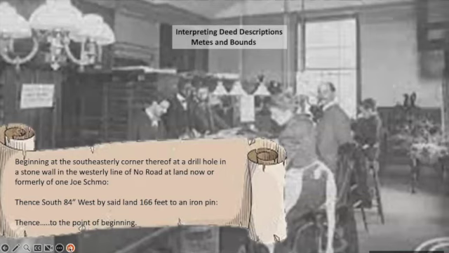And it will say in detail what the perimeter of that line is. So beginning at the southeasterly corner, at a drill hole in a stone wall on a particular road, and it will show you how far you're going in that direction and to what marker, an iron pin or a drill hole. And it will always go back to the point of beginning. So it's going to outline the entire perimeter of the property in writing. And if it doesn't go back to the beginning, you've got a problem. And I've actually seen that in one deed. Next, Rob.